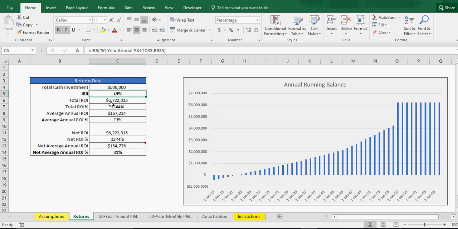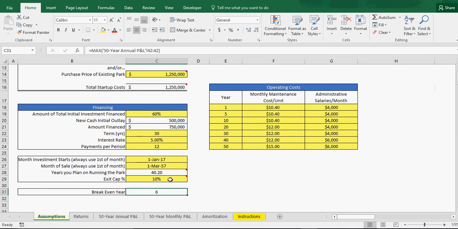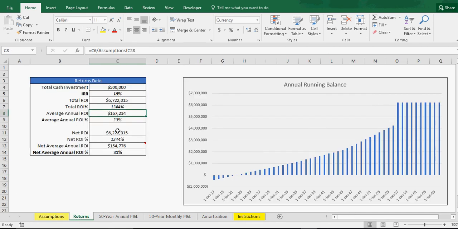You've got your total return on investment, which is the total cash, including the cost. No, excluding the cost. So this is just the total money coming in. 1,000% of your initial investment. If you take that annually, that's about 33%, and this is assuming this number of years here at 40.2. So if we change that, all those numbers would change.